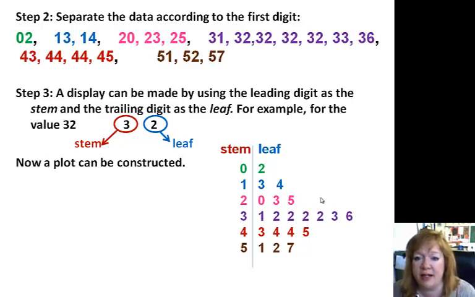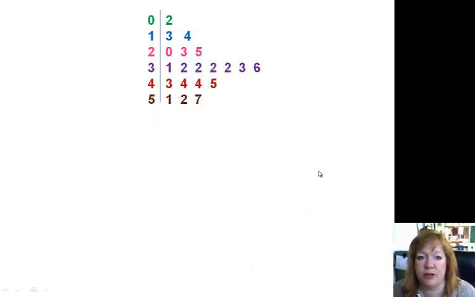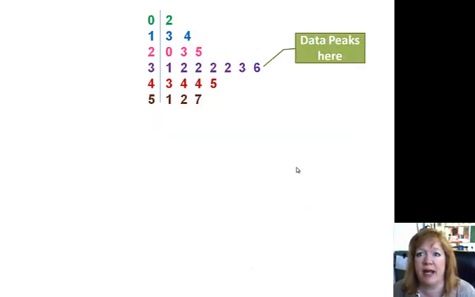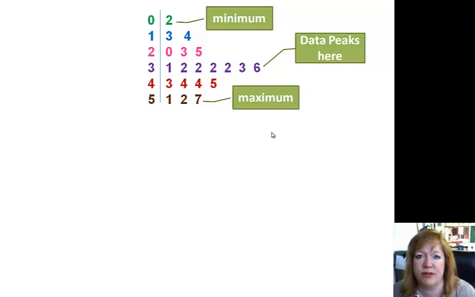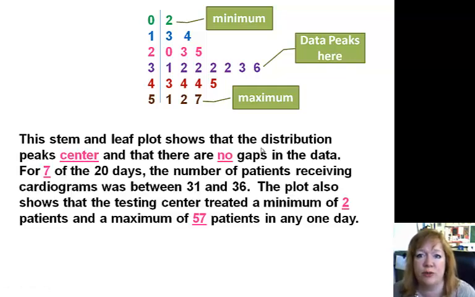Then you can kind of see how the data is distributed. Look how symmetric that is. You have a peak here at the 30s, and it's fairly symmetric. So when we go to analyze it, that's where the data peaks. You can find your minimum really easy, and you can find your maximum really easy just by looking at that distribution. So this stem and leaf shows that the distribution peaks in the center, and it has no gaps in the data.